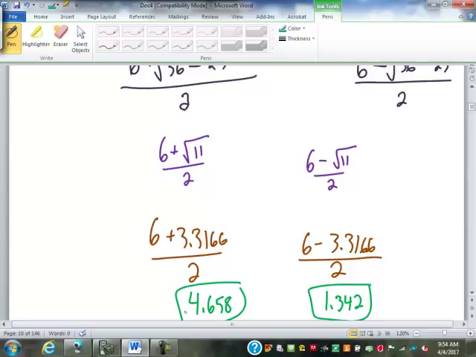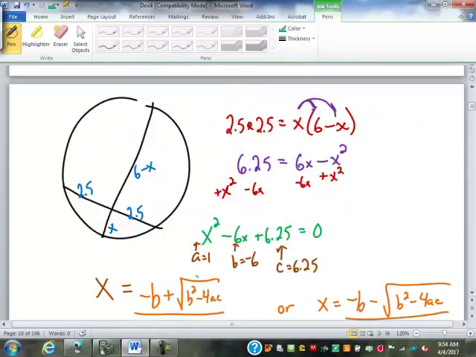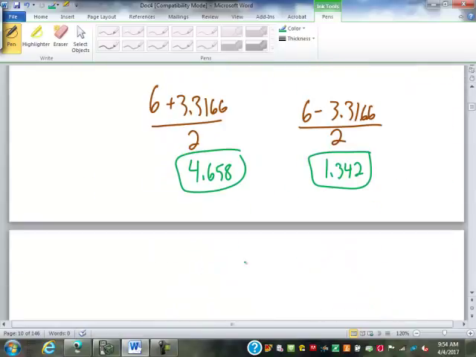Well, can it possibly be 4.6? No, that's got to be less than the radius. The radius from here to here is 3, so it can't be bigger than the radius. So the answer would have to be the 1.342.